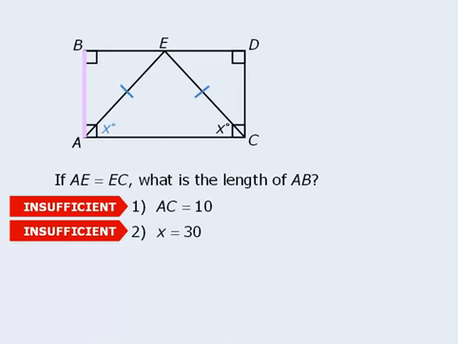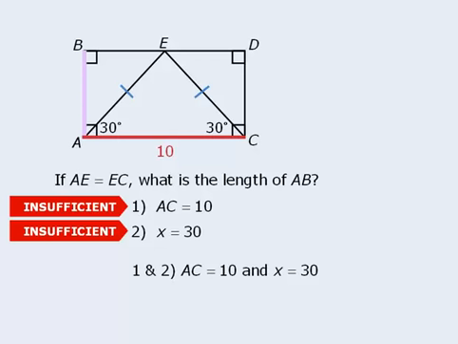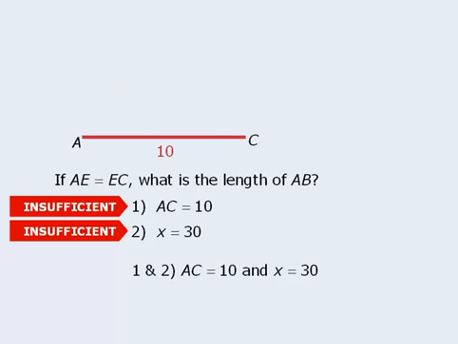Now, what about statements 1 and 2 combined? Well, first we'll add all of the information to our diagram. Do we now have enough information to force side AB into having just one length? Well, let's see. To do this, we're going to reconstruct our diagram using the given information. So first we have side AC with length 10.